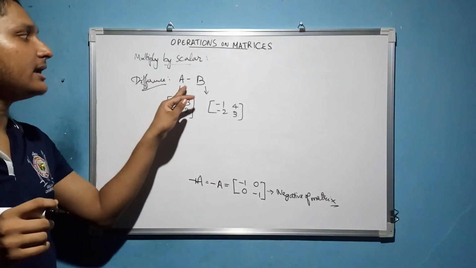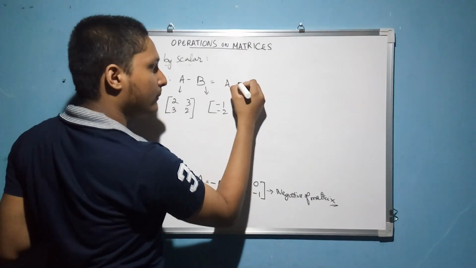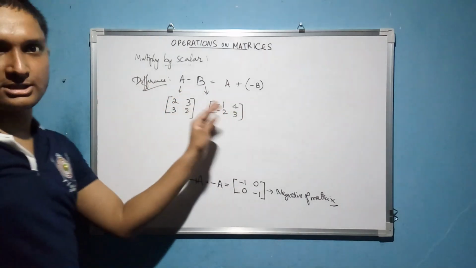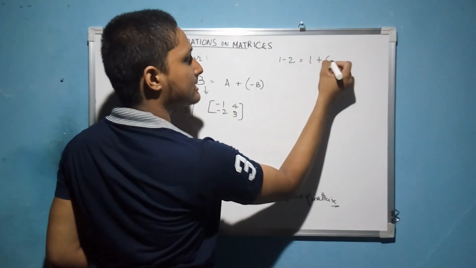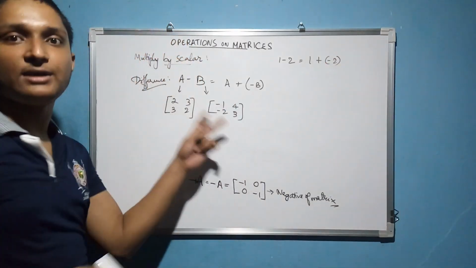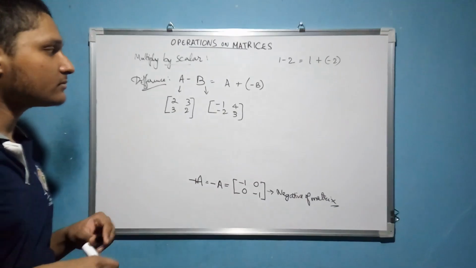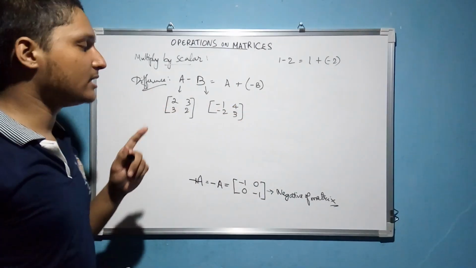So what does this A minus B mean? I can just represent it as A plus minus B. This is going to be the same. If I write 1 minus 2, it is the same as 1 plus minus 2. That is the same thing I can write here. So it is going to be A plus minus B. So how do we do this? First of all you need to find minus B.